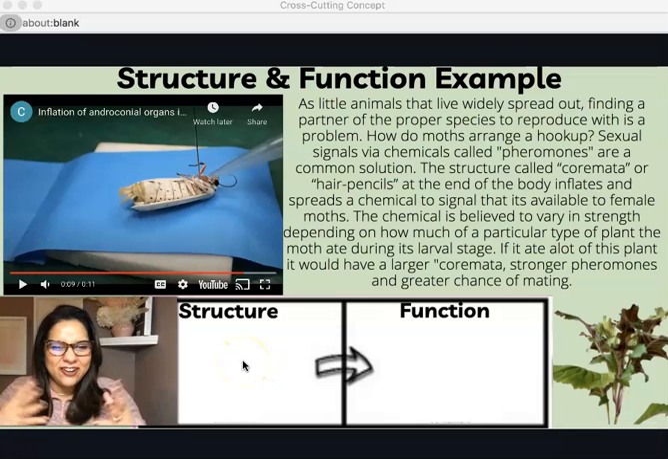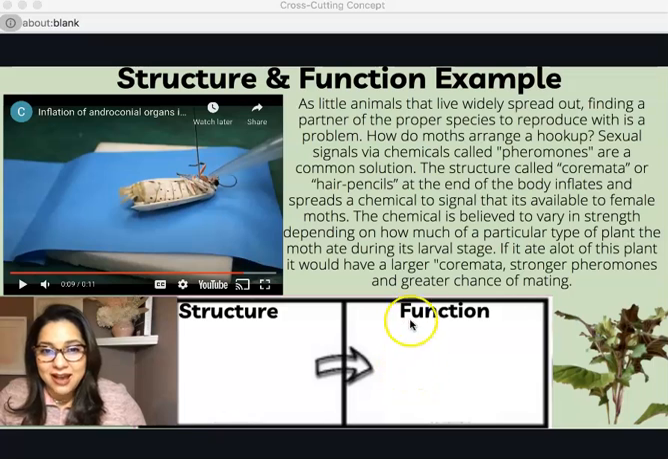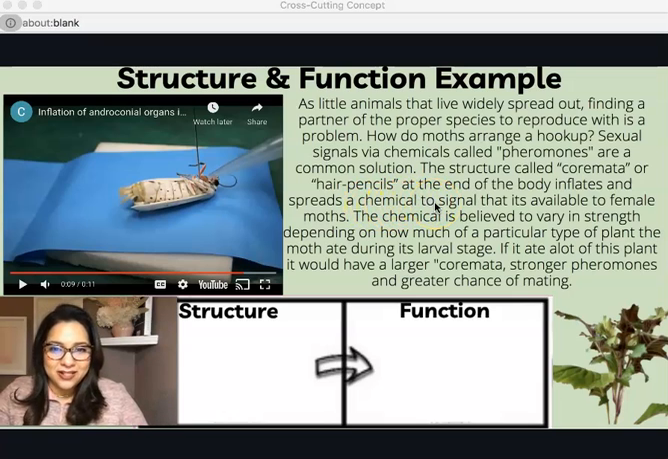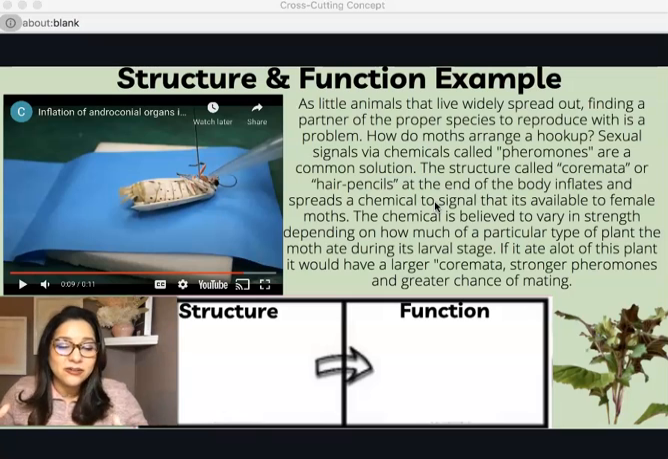And it's like hair-like pencils that stick out of the body of the moth when it wants to court, right? And so it fills up with air and it sticks out of its body. Now, the function of the chromatota, as we can see from our reading, is that it spreads a chemical to signal that it is available to female moths, okay? And it's pretty cool that the strength of the chemical depends on how much of a specific plant they eat when they're in that larval stage.